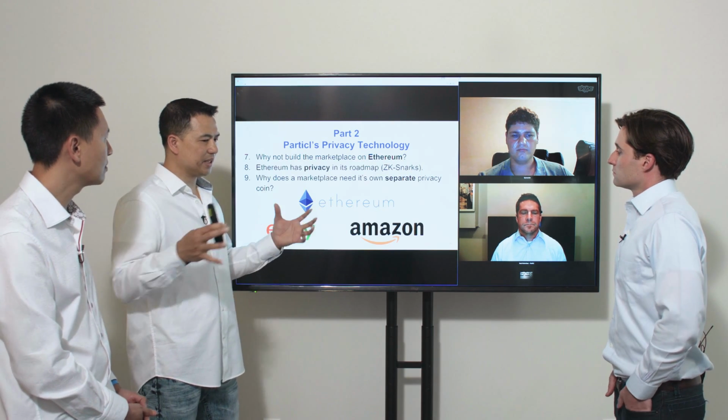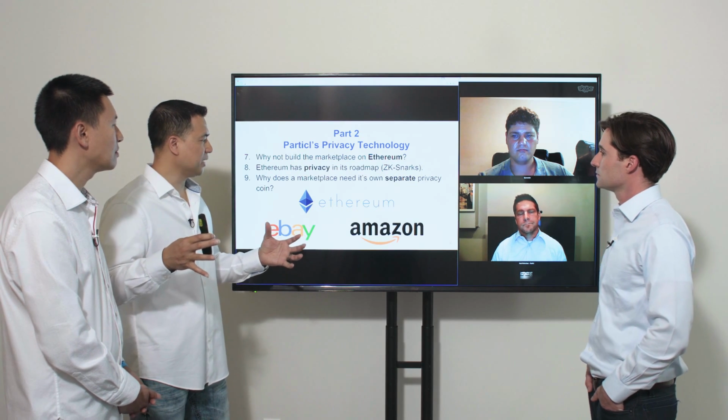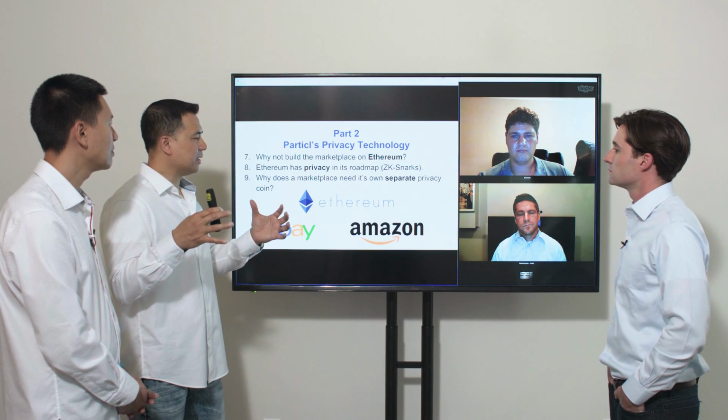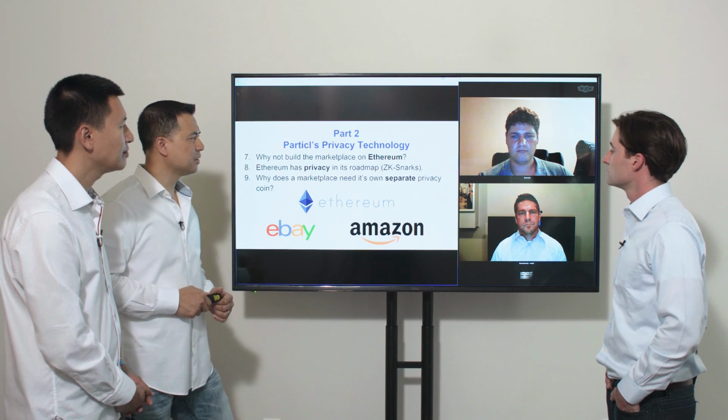Why build a completely new cryptocurrency blockchain and then add privacy on it and have its own token system? Can you explain that, Rhino?